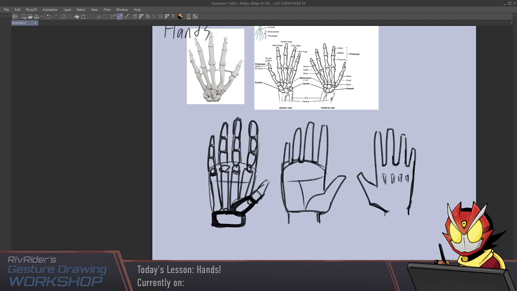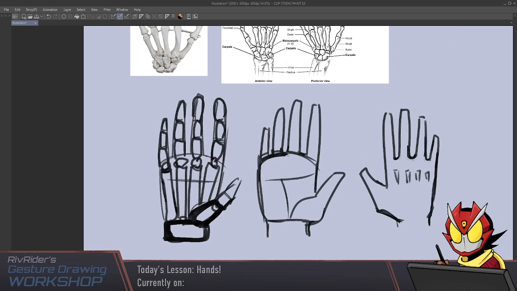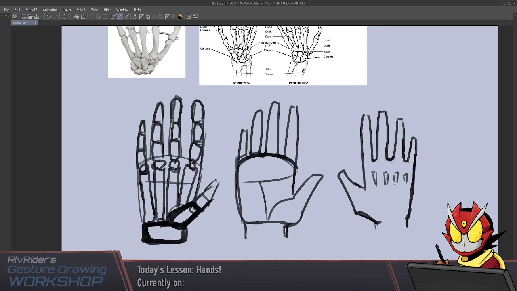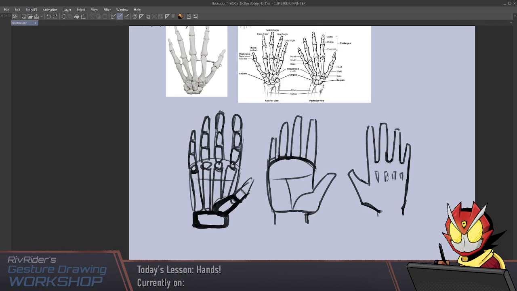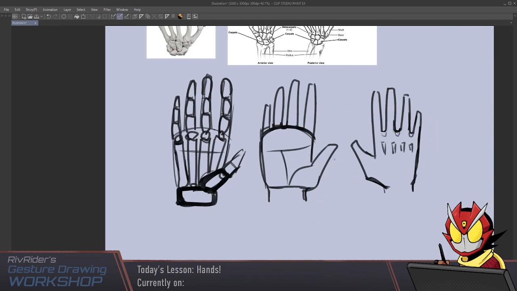And when you're looking at a hand, the palm side appears longer than the back of your hand because of how skin wraps around. Once again, webbing. You tend to see the webbing from the back of your hand compared to the palm side.